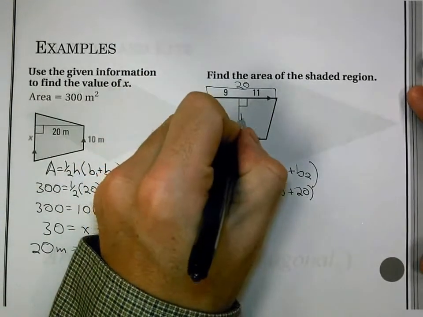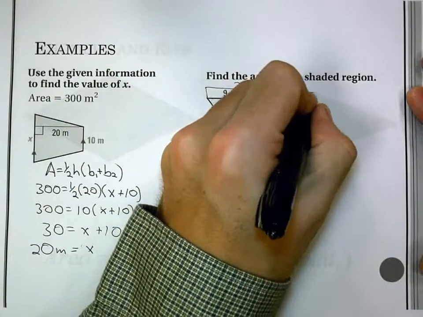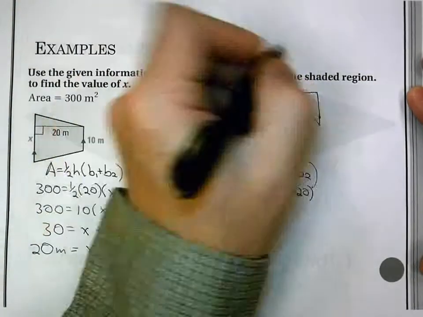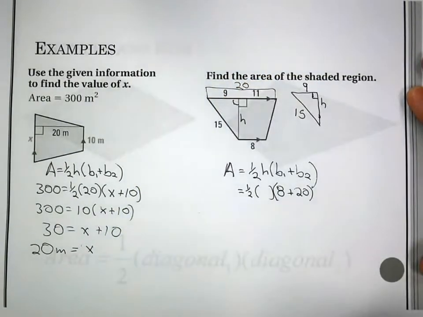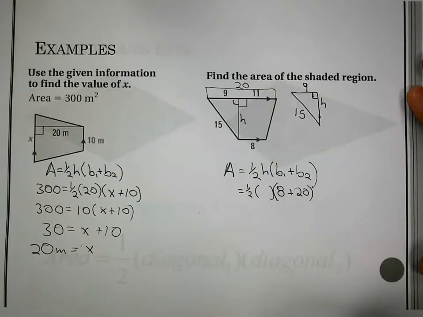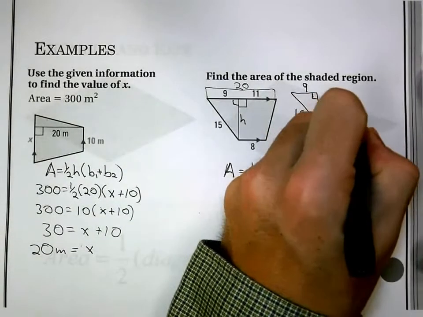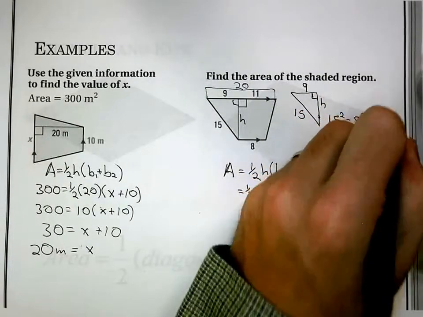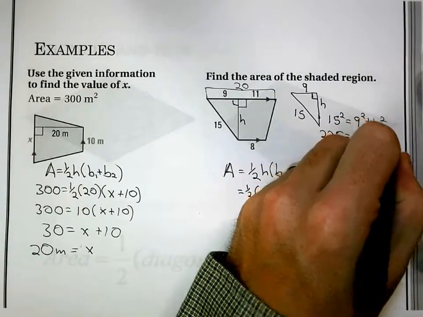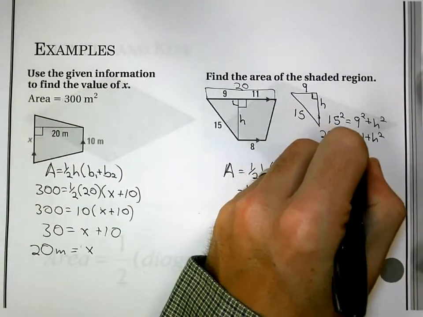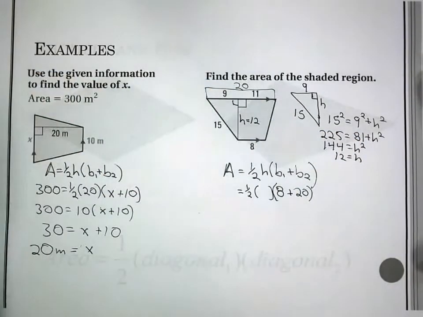But if I'm looking for the height, I actually have a right triangle in here. And this right triangle is going to be the key to help me find the height, because I have 9, h, and 15. Looking at that right triangle, I could use Pythagorean theorem and say 15 squared equals 9 squared plus h squared. 225 equals 81 plus h squared. 144 equals h squared, so h is 12, which is now my height.